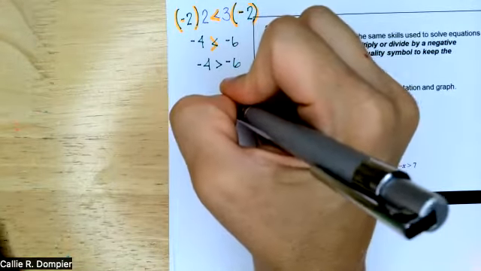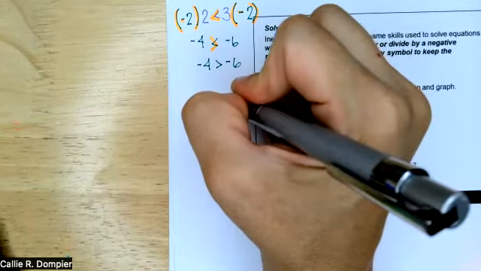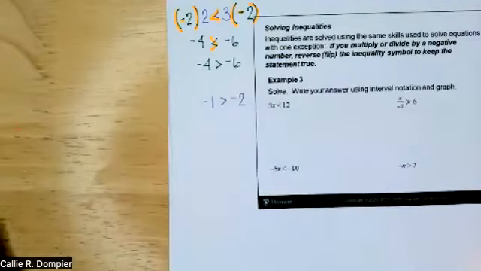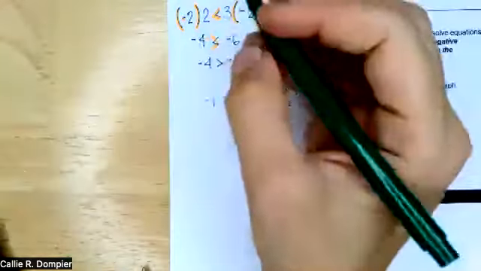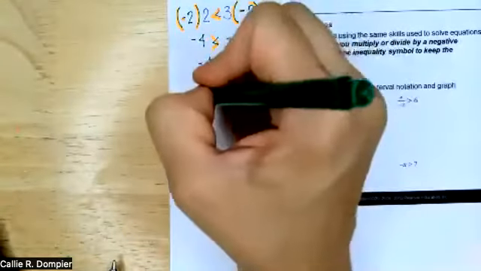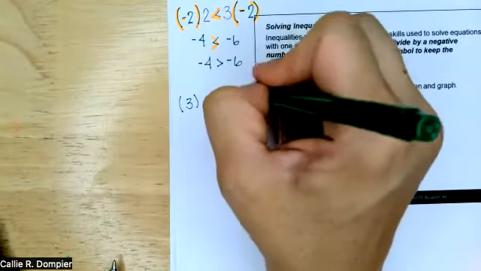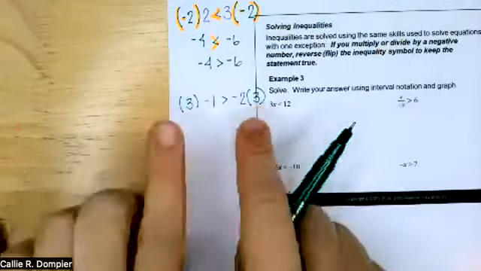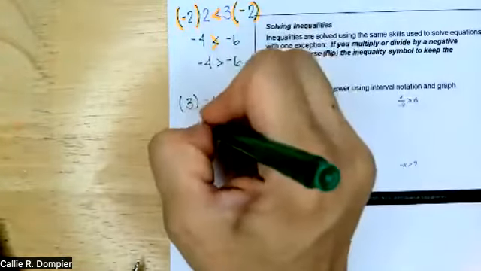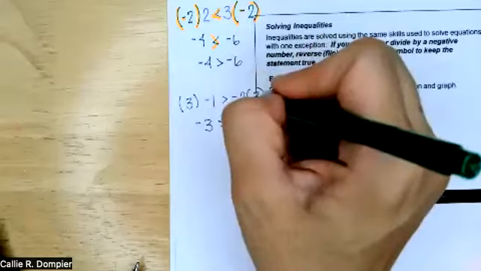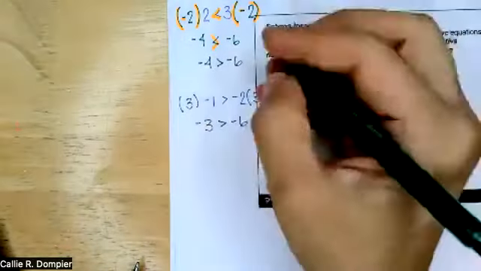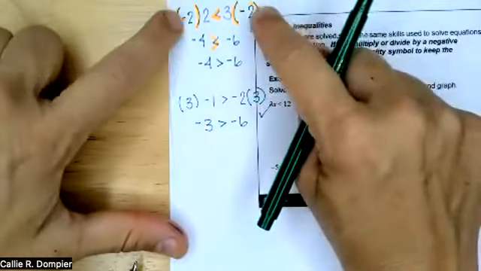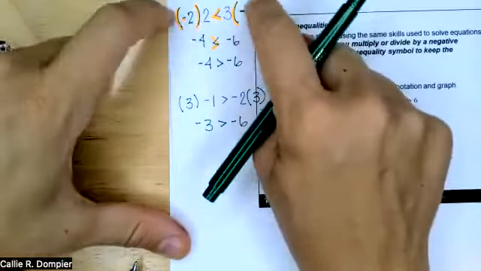So -1 is greater than -2. Let's keep it simple. Is that true? Just to make sure, I'm going to multiply by 3. Notice that these are negative, but the one I'm multiplying by is not negative. -1 times 3 is -3. -2 times 3 is -6. This is still true. Okay, so you only flip the sign if the one you're actually doing, not the one you're doing it to, but the one you're doing it with is negative.